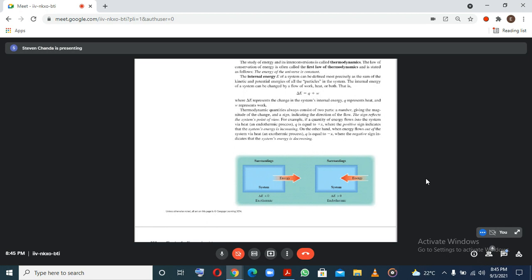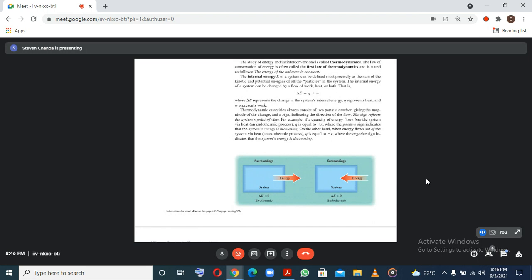Now, there are things we have to understand here. Whenever we are looking at thermodynamic quantities, we always look at two parts. First of all is the number. The number is the magnitude of the change, by which we mean the amount, the quantity of the heat or the work. And then the other thing is the sign. The sign indicates the direction of the flow.